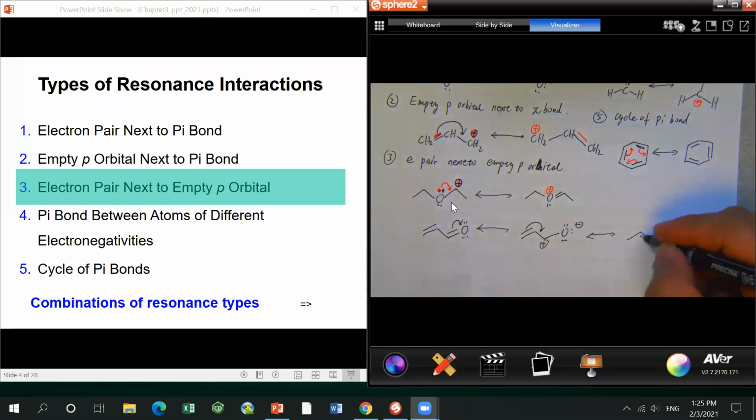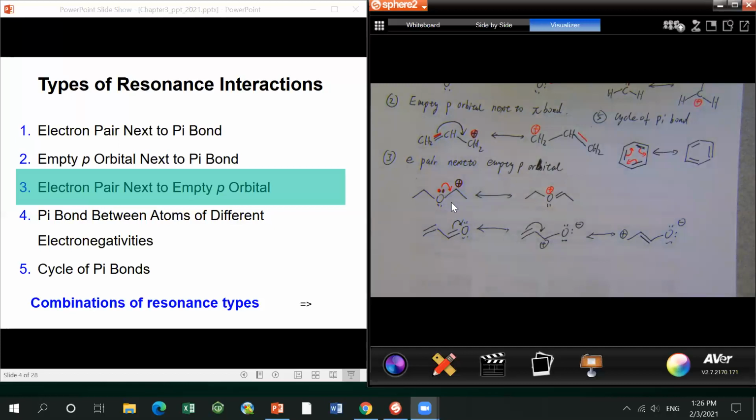Now the new pi bond position is on these two carbons in the middle, and the positive charge now shifts to the terminal carbon here. Make sure you track the charge chain. So those are the five types of resonance structure.